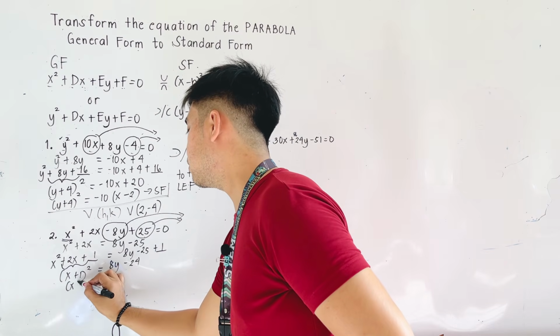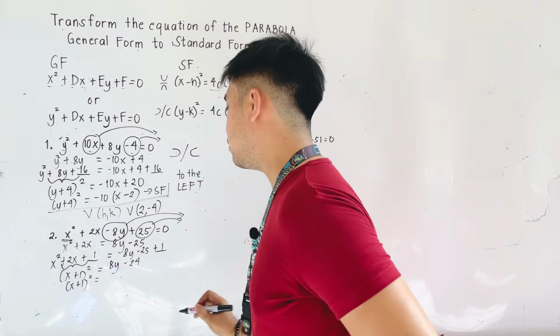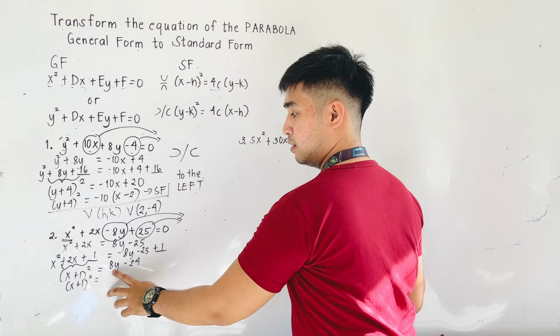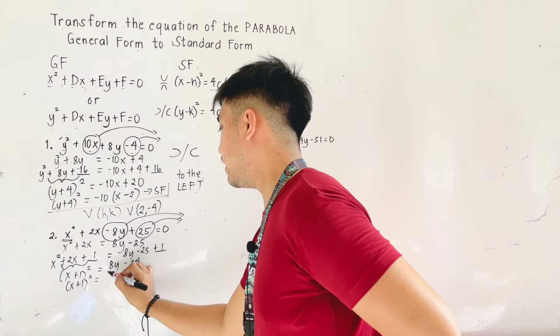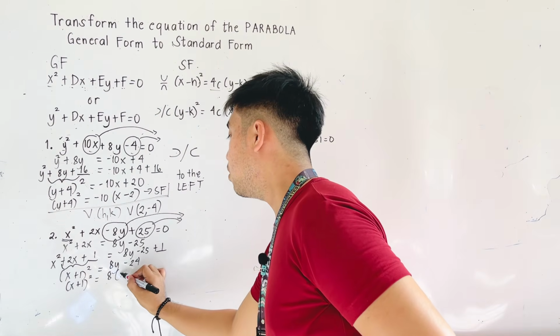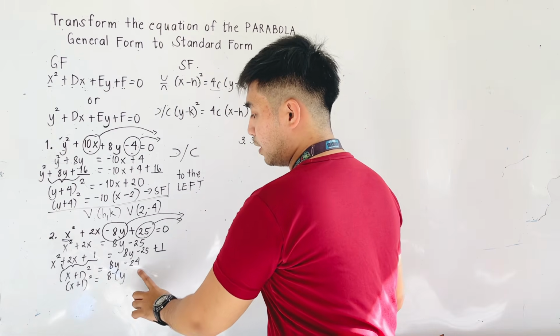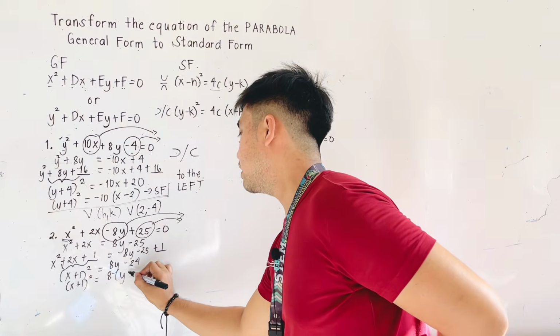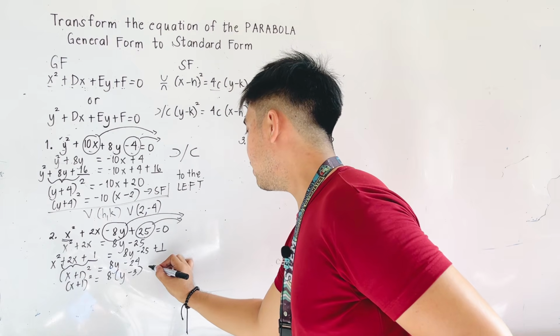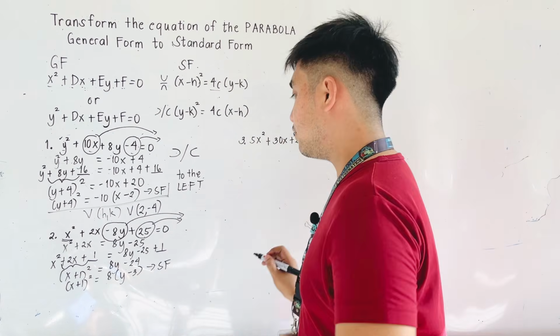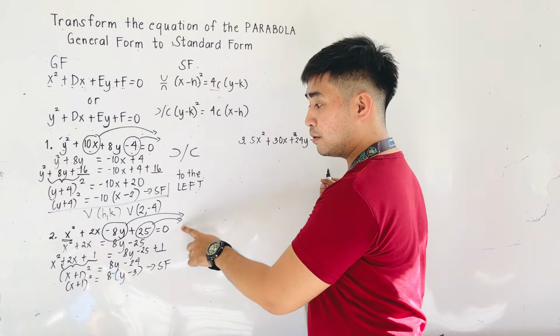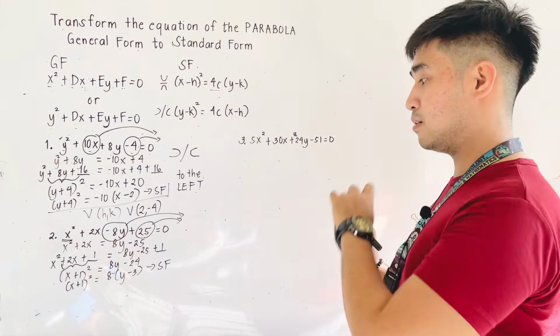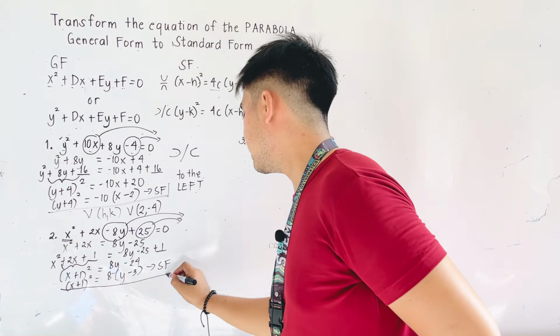Again, what I told you earlier is to factor out the coefficient of the variable. Therefore, that is 8. Factor out 8 and that becomes y. Negative 24 divided by 8 becomes negative 3. And this is now the standard form of the general form of x squared plus 2x minus 8y plus 25. So, that is our answer.